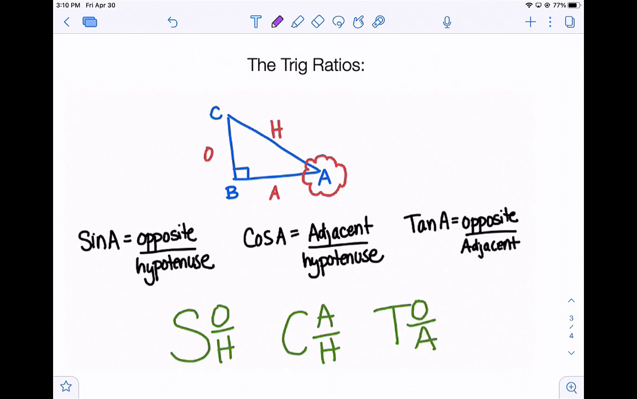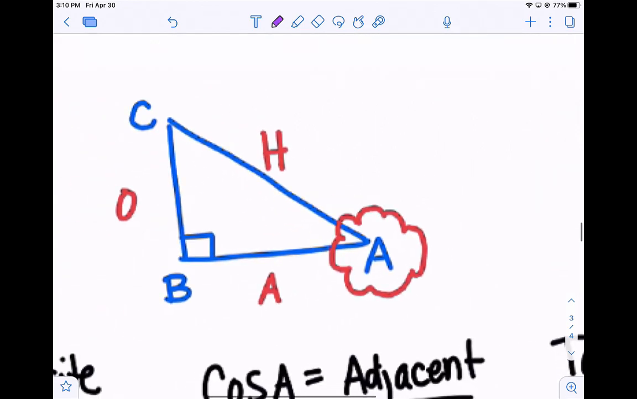One is called sine, one is called cosine, and one is called tangent. And how we set it up is we choose our angle. It's one of the non-right angles, so here, either angle A or C. And we're going to label our sides, and that's what we'll practice today, labeling the sides.